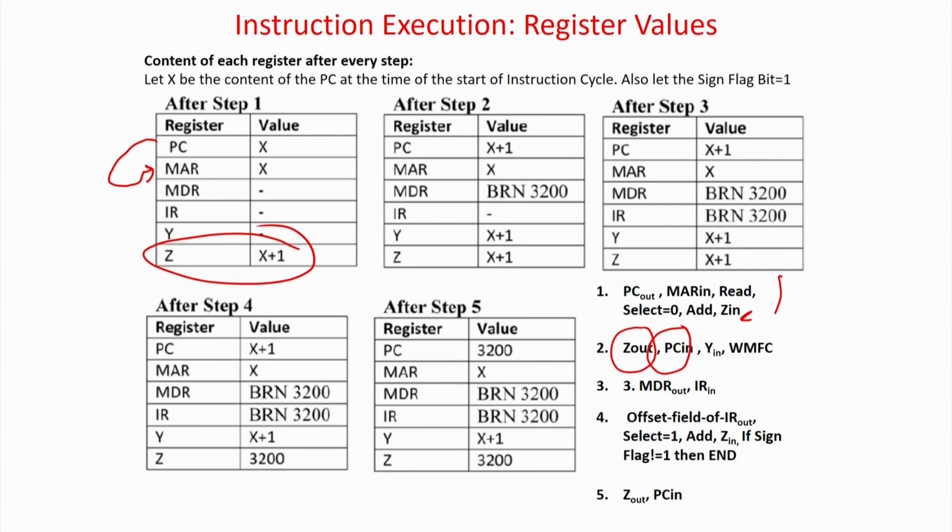In this example, one operand will be in A, and the result will be in the register Z. So, Z equals Z plus 1, and PC has been incremented. In the second stage, Z out and PC in, the value of this updated program counter will be loaded into the PC. The PC is now updated.